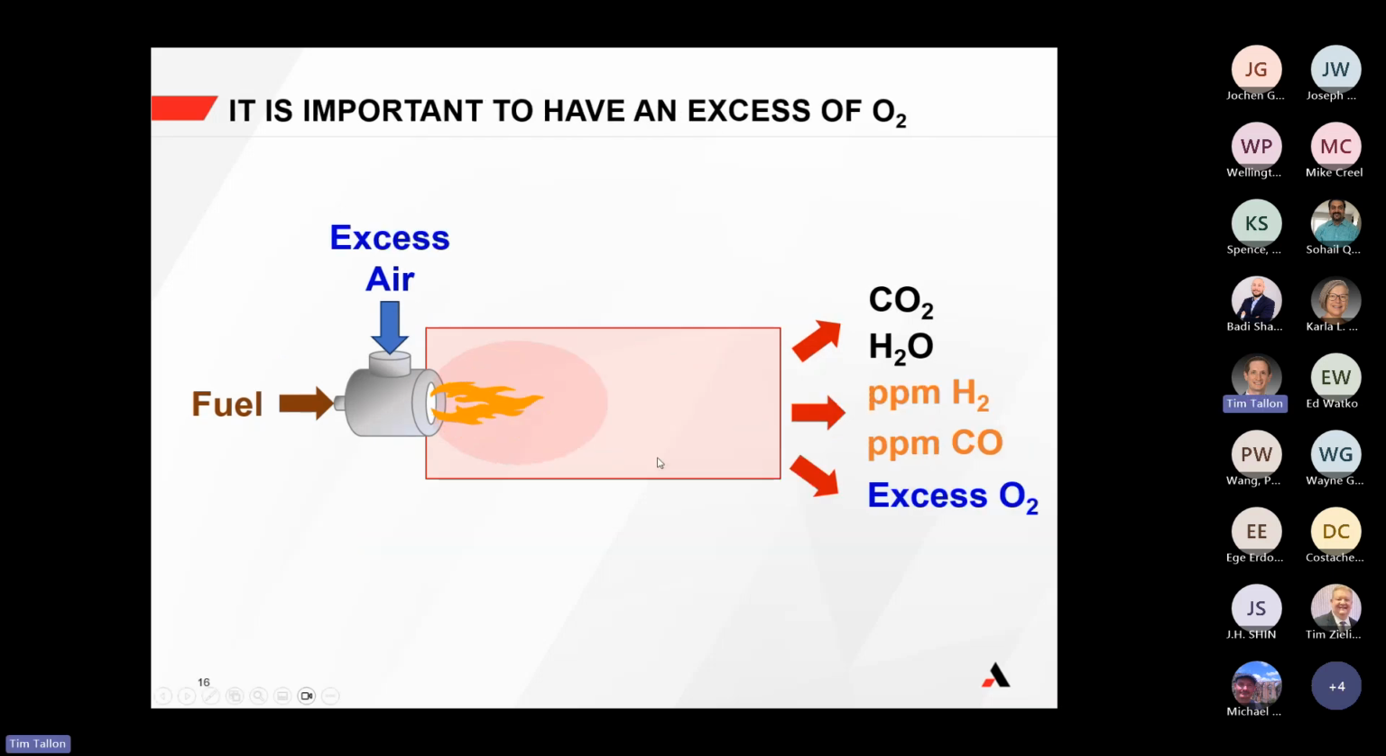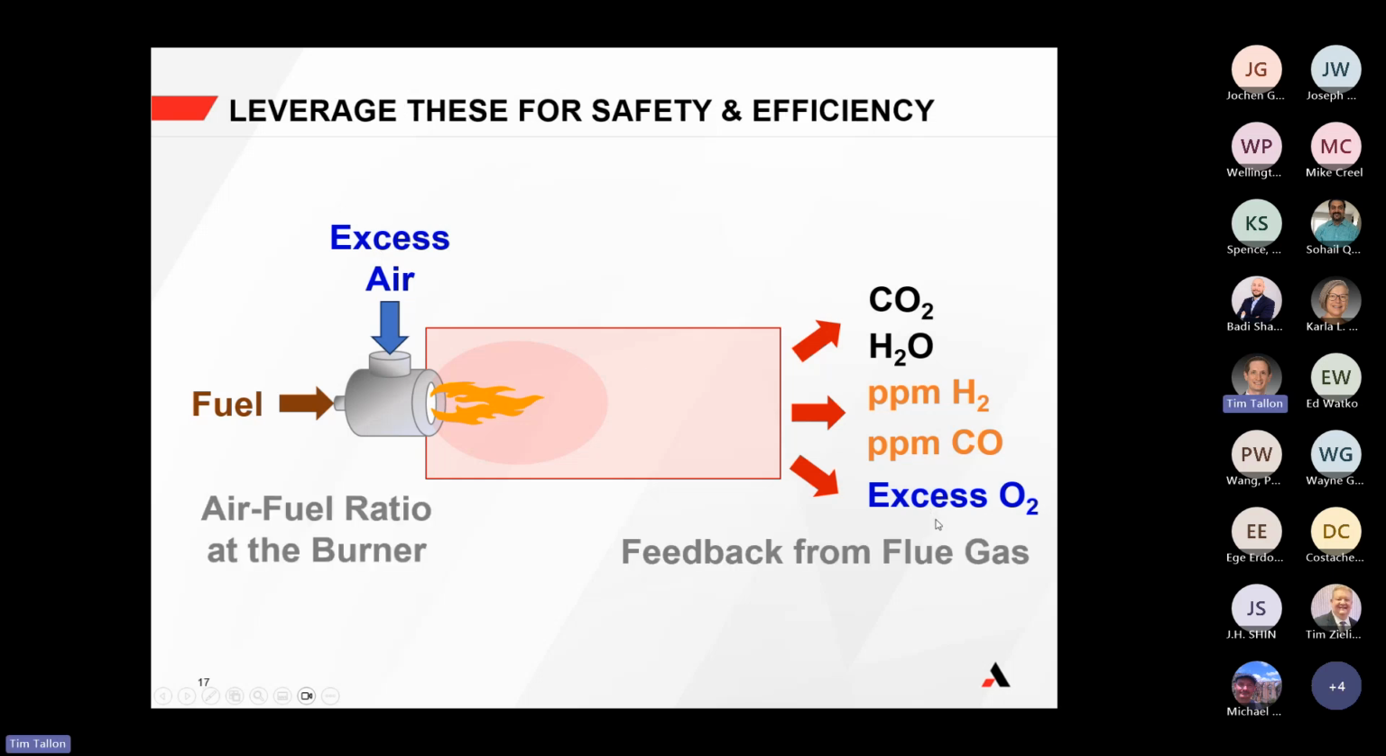So that's why it's important to have an excess of air at the burner to generate an excess of oxygen in the flue gas. And really, together, we can use the feedback from the flue gas to inform the air-to-fuel ratio at the burner. So just as the burner produces the flue gas, we can also use the flue gas to inform how we adjust the burner to meet the proper air-to-fuel ratio and to ensure that we have not only a safe operation, but also an efficient operation.